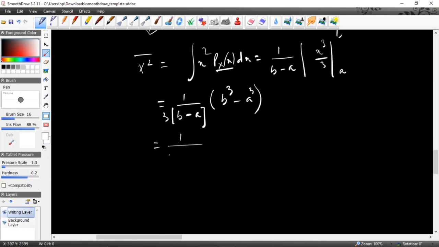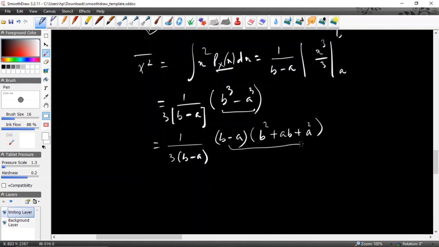Okay, and this you can further simplify. It becomes 1 by 3(b minus a). This I can expand as (b minus a) into (b square plus ab plus a square). Okay, this product will generate b cube minus a cube. So this gets cancelled. You get 1 by 3 times (b square plus ab plus a square). This is the mean square value.